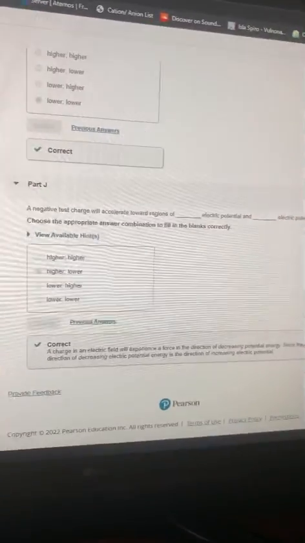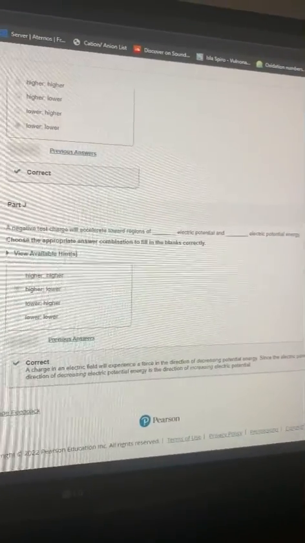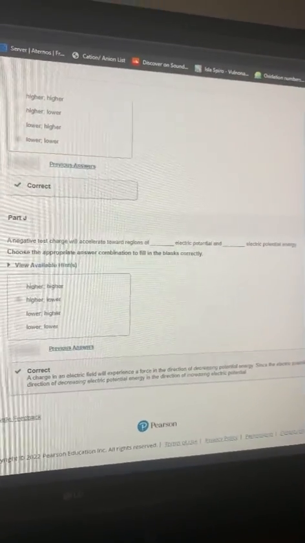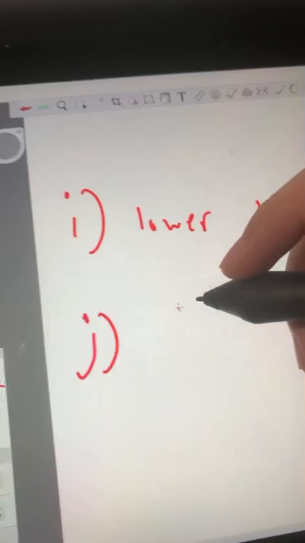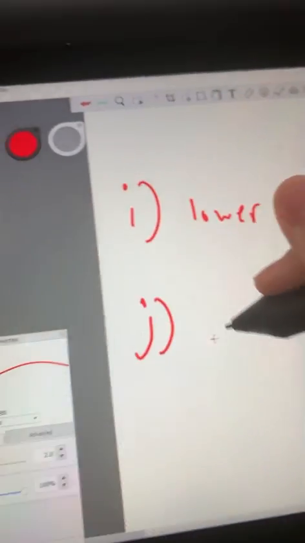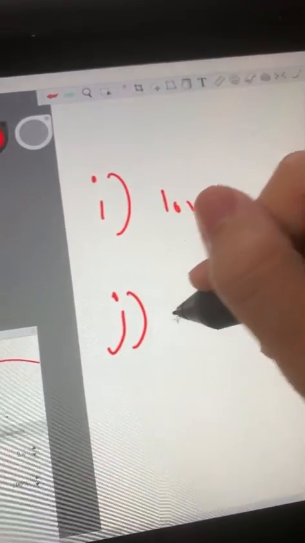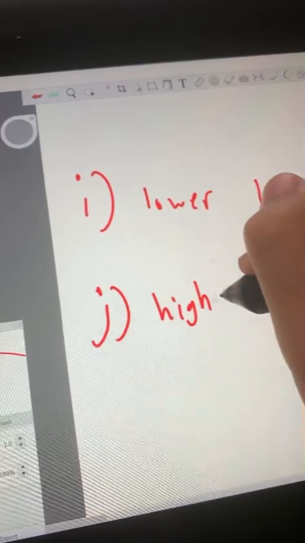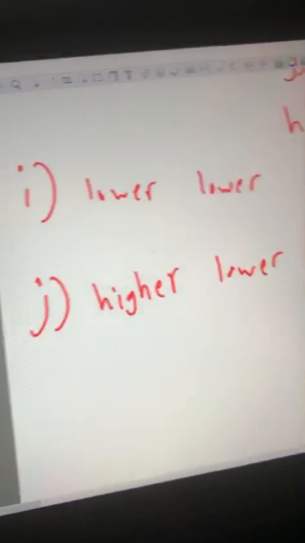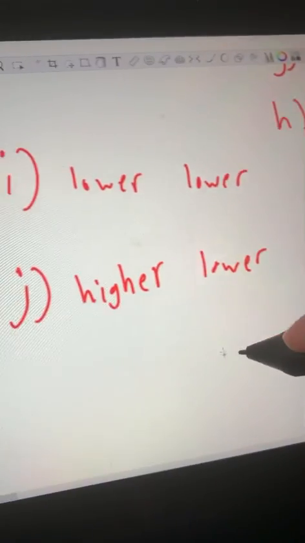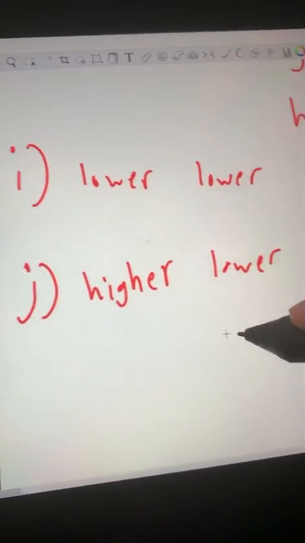Part J asks us, a negative test charge will accelerate towards regions of blank electric potential and blank electric potential energy. So for part J, instead of going to both lower, it would go to higher and lower, for the same reason as before, in order to equal out all the regions so that they're all in equilibrium.